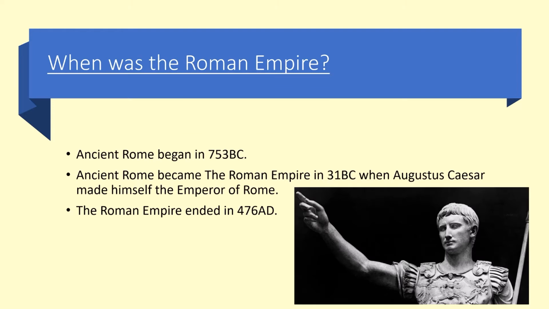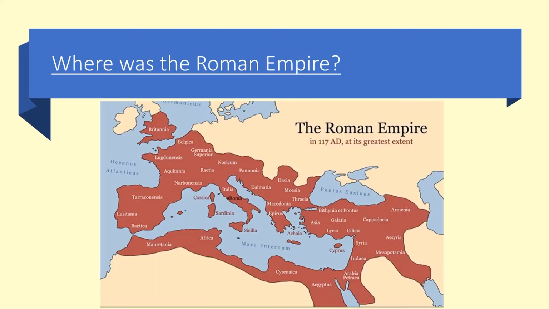When was the Roman Empire? So ancient Rome began around 753 BC. Ancient Rome, however, became the Roman Empire in 31 BC. So after around 700 years, ancient Rome became the Roman Empire when Augustus Caesar made himself the Emperor of Rome. The Roman Empire ended in 476 AD. So that is the timeline of ancient Rome to Roman Empire to the end of the Roman Empire.